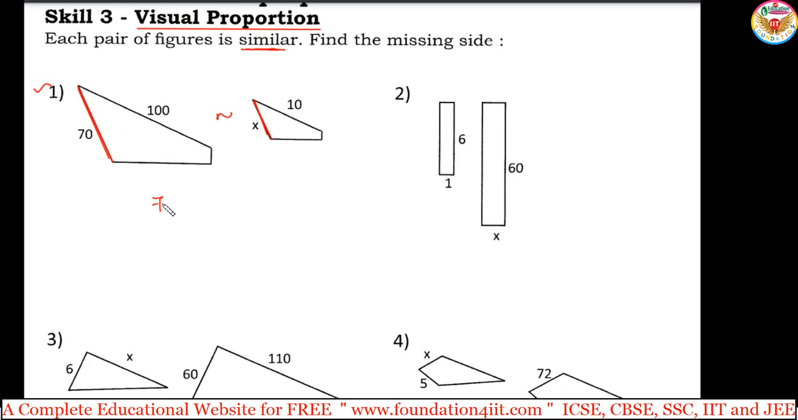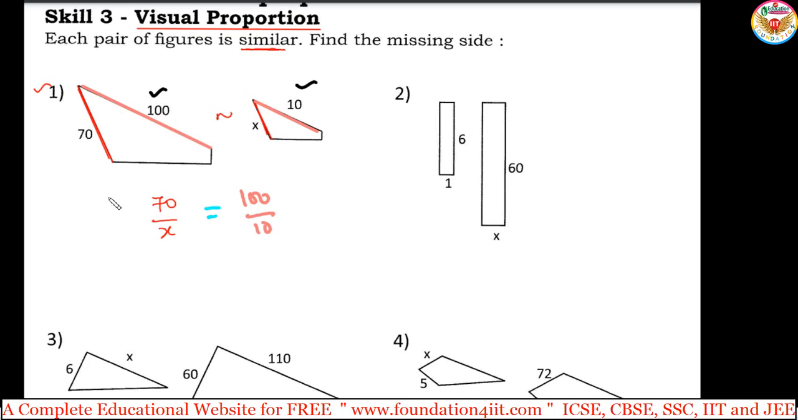This ratio, 70 divided by x, exactly equals the other pair, this and this one. Both are 100. These must be equal. So 70 divided by x is equal to 100 divided by 10. Corresponding sides are in the same ratio: first diagram 70 divided by the second diagram's same side equals the first diagram's other side divided by this one. Now you already know the method.